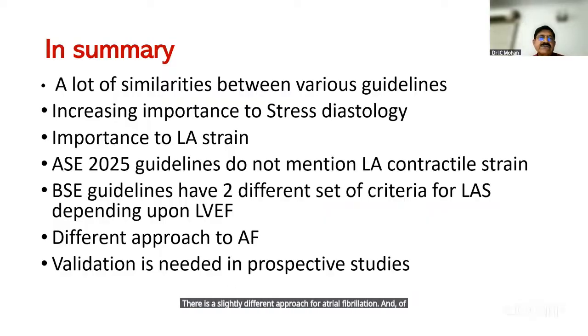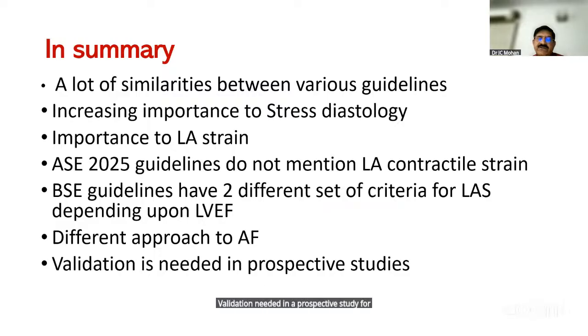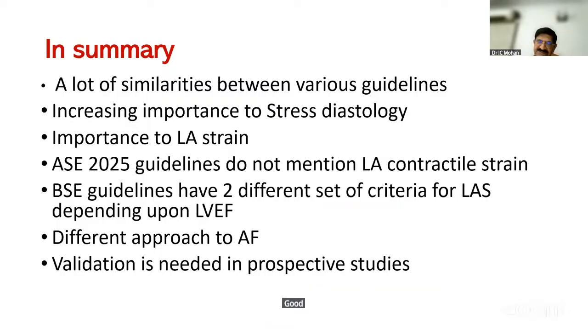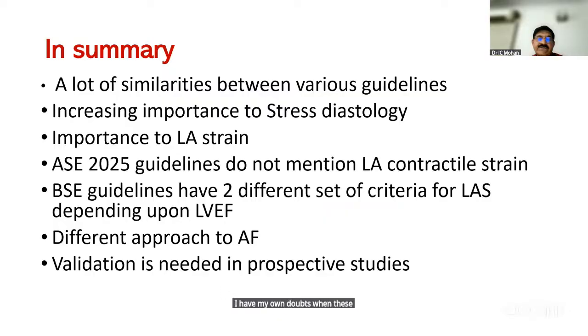And of course, as we know, validation is needed in a prospective study for ASE 2025, although Dr. Singh did show a study of 940 odd patients showing good sensitivity and specificity of the new guidelines compared to the old. They showed that they have improved the sensitivity by 10% without affecting the specificity. I have my own doubts when these will be applied to different parts of the world. Thank you very much.